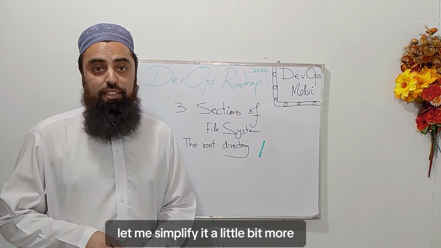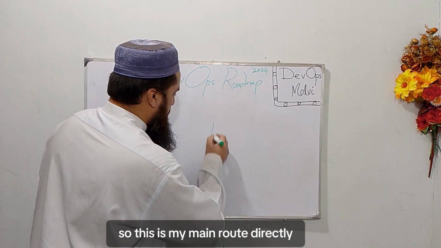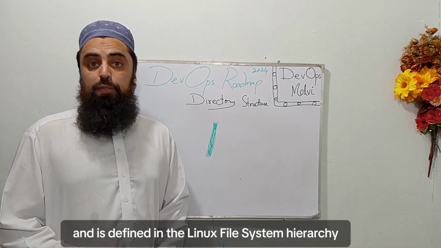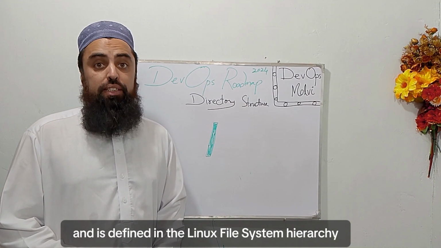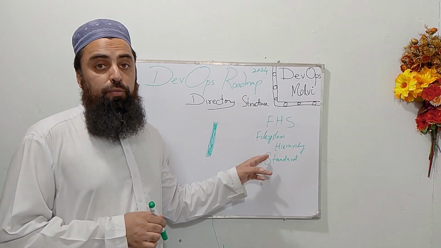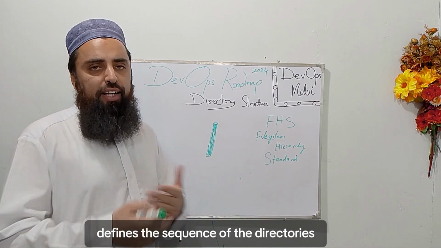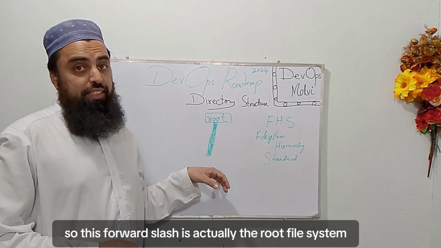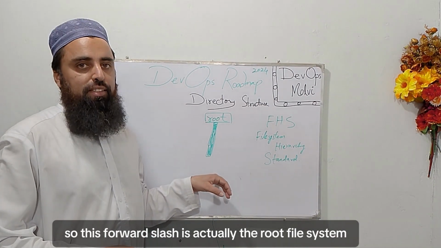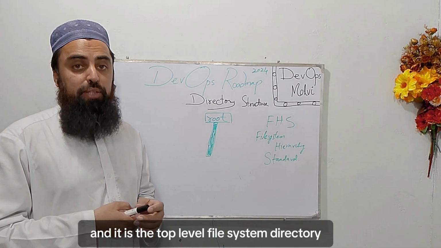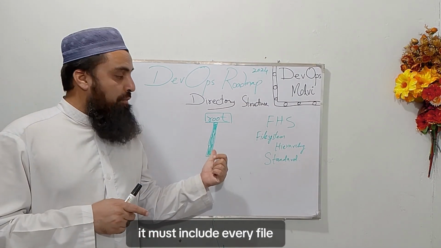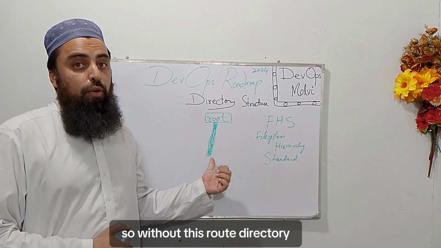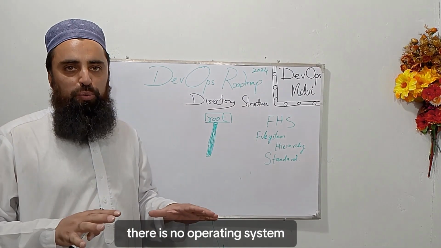Let me simplify it a little bit more. So this is my main root directory. The directory structure of Linux is well documented and is defined in the Linux File System Hierarchy Standard, FHS. The File System Hierarchy Standard defines the sequence of the directories in a Linux operating system. So this forward slash is actually the root file system and it is the top level file system directory. It must include every file that is required to boot a Linux system. So without this root directory, there is no operating system.